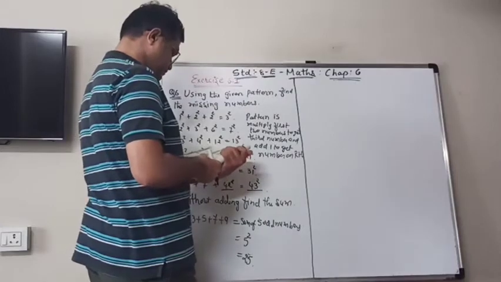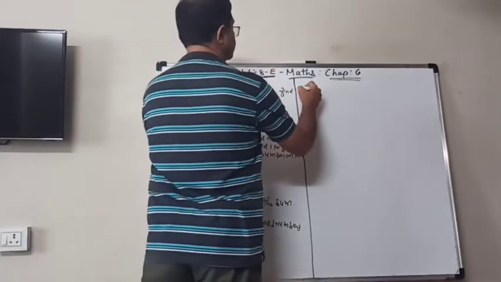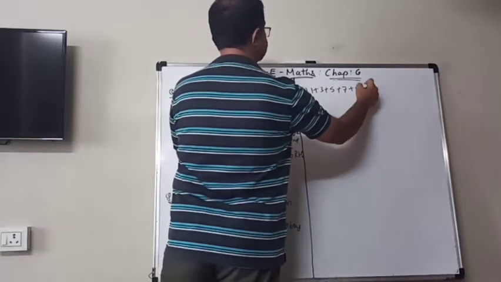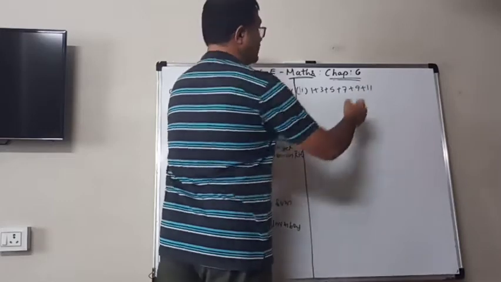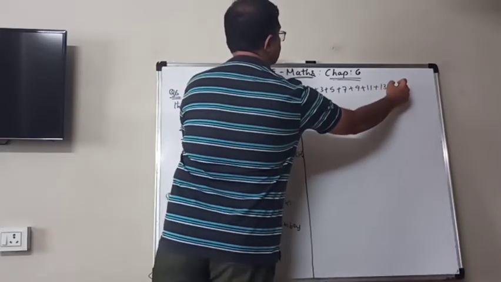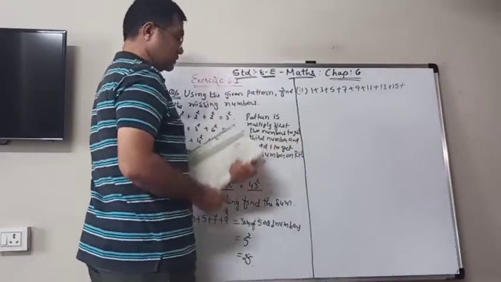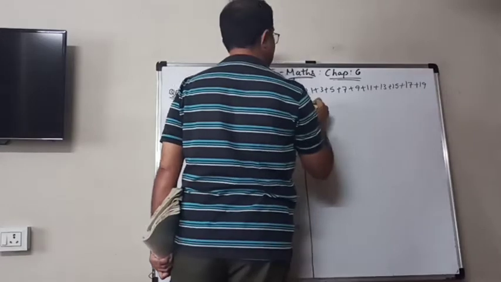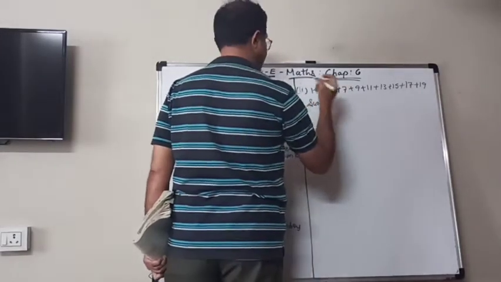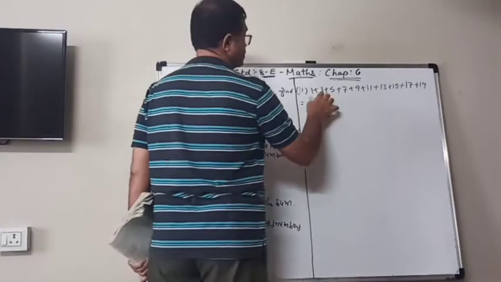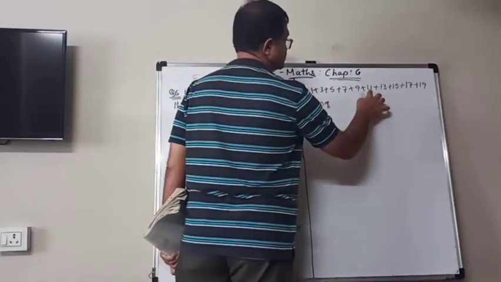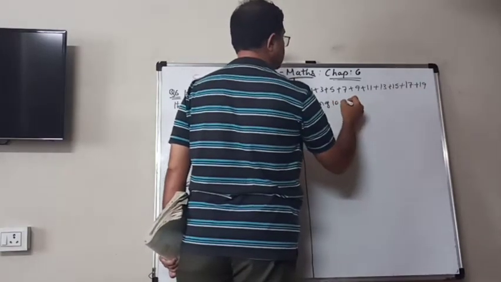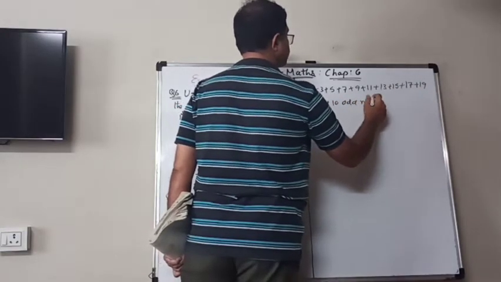Then second one. 1 plus 3 plus 5 plus 7 plus 9 plus 11 plus 13 plus 15 plus 17 plus 19 is equal to the sum of how many odd numbers? 1, 2, 3, 4, 5, 6, 7, 8, 9 and 10. Sum of 10 odd numbers.